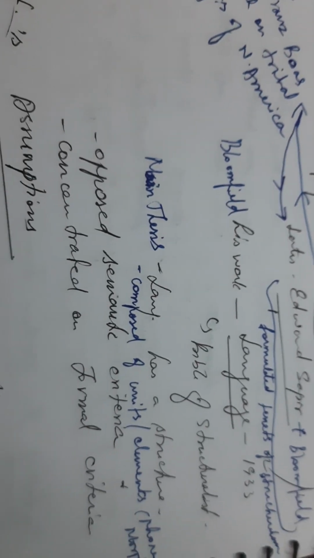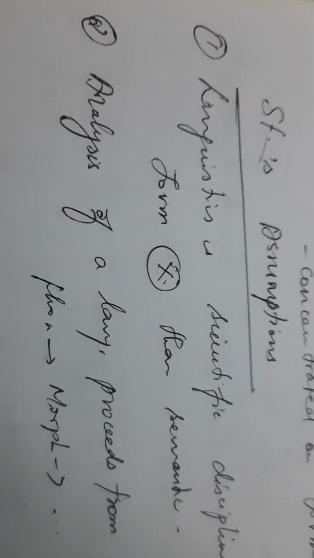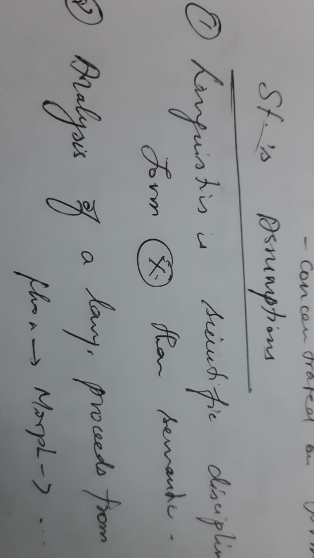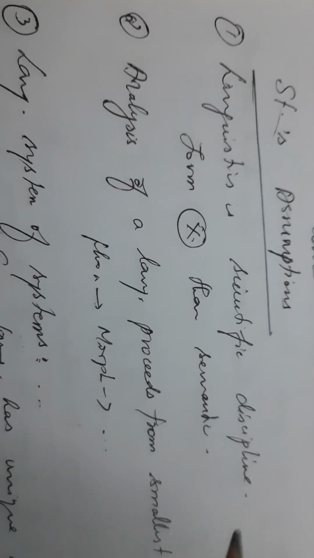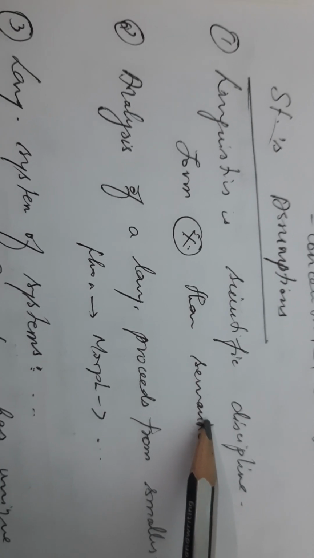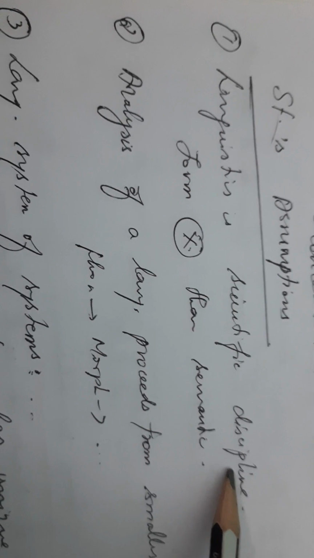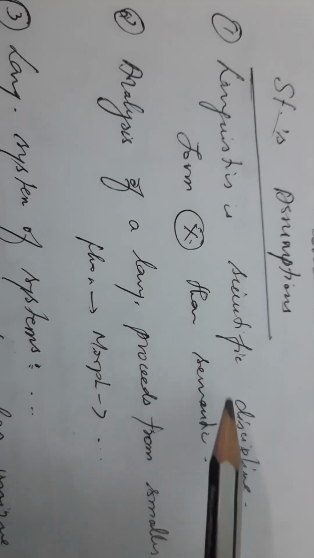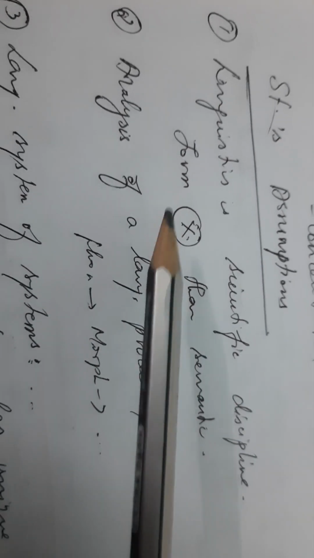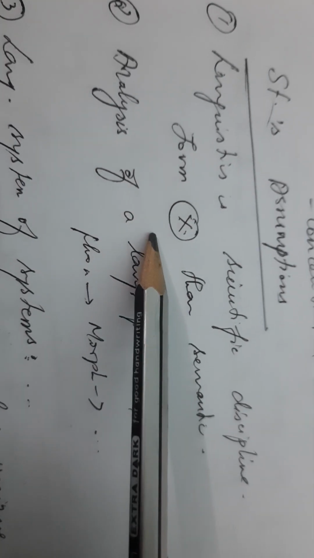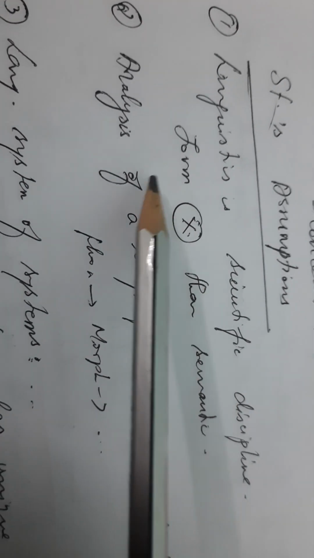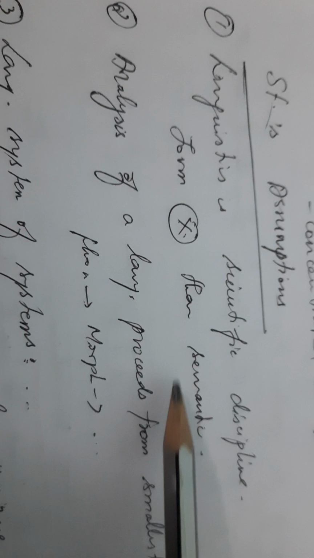So now we'll go on to the important assumptions made by structural grammar. First thing that you have to know is that linguistics is a scientific discipline. That was insisted on by descriptive grammarians, that linguistics is scientific description, and form is given more importance than semantics. Form is given more importance than the meaning.